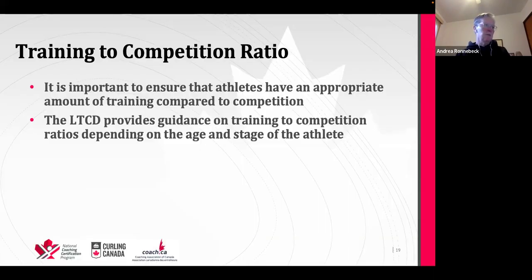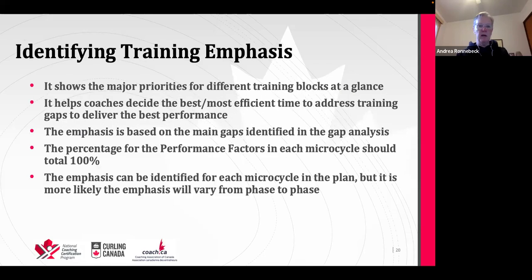So we've talked about the training to competition ratio a little bit, and now we're going to talk about identifying the training emphasis. It shows the major priorities, and we'll have a look at this in a minute. I have an example to show you. It shows the major priorities for the different training blocks. It helps coaches decide the best, most efficient time to address the gaps. The emphasis is based on the main gaps identified in the gap analysis. The percentage for the performance factors in each microcycle should total 100%.